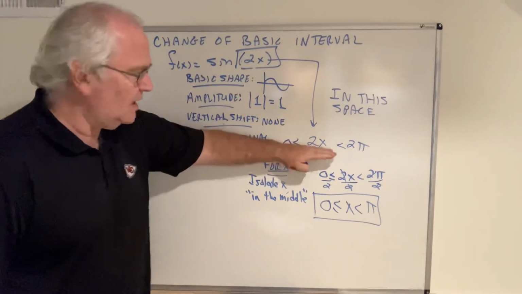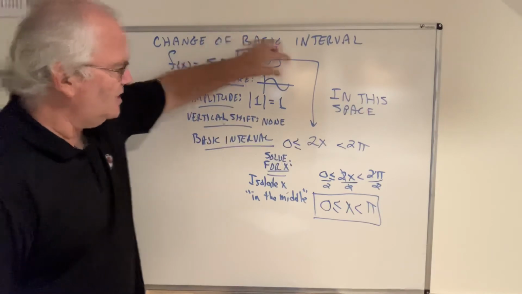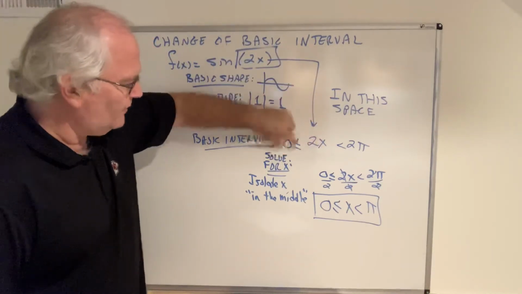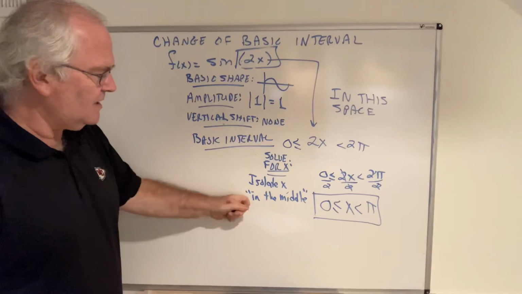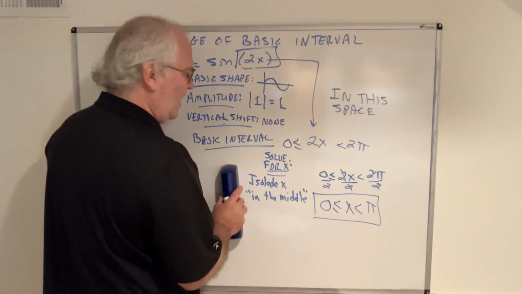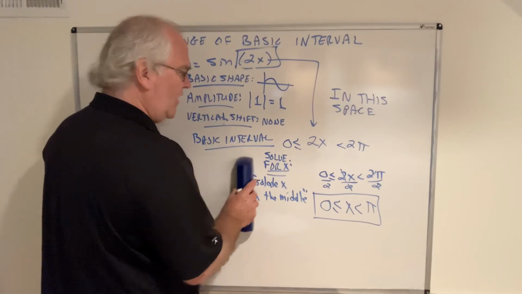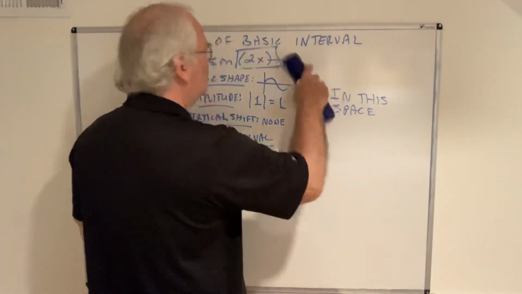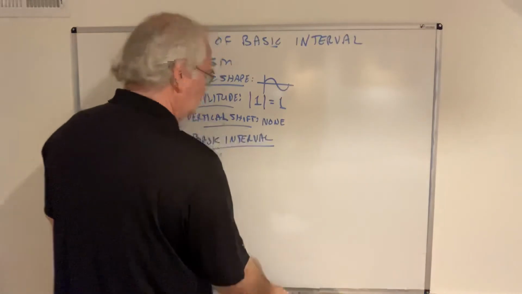Start with the basic interval, put this argument in the middle, and then solve for x in the middle. Isolate x in the middle. All right, so let's do that all over as if from scratch. At least this basic interval portion.